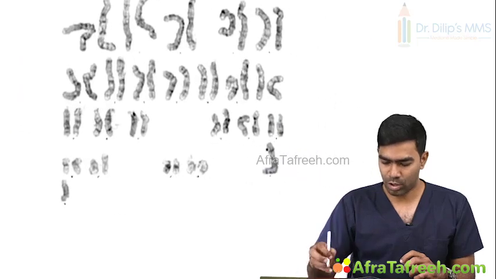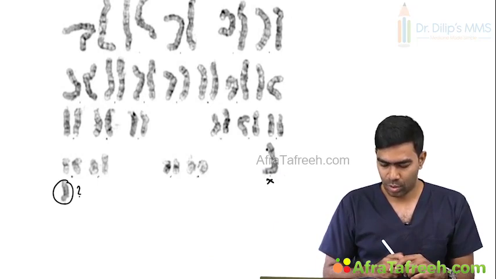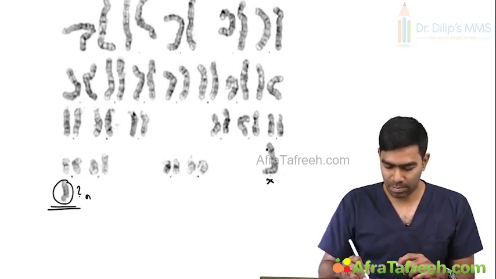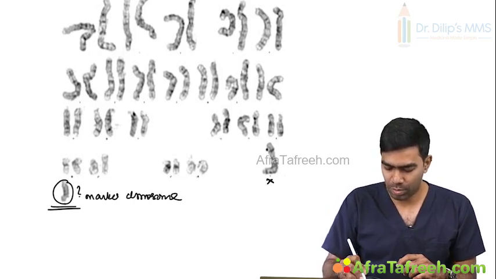So first I'll show you the karyotype image of this marker chromosome. You see clearly this X chromosome here, but you really don't know what this chromosome is. This chromosome is the marker chromosome. We don't know the genetic material of this chromosome, where it is coming from.